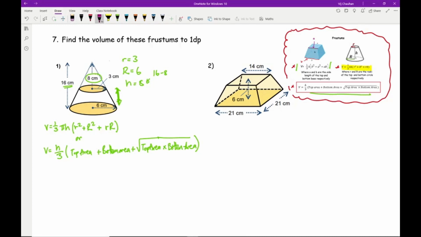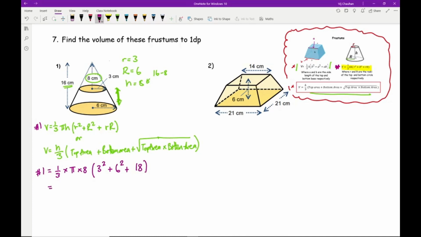First of all, I'm going to use the top formulas to work this out. I'll show you how we still get the same answer working through either. To start off, I'm going to use this formula here, #1, and substitute numbers in. I've got a third times pi times 8 times, 3 squared plus 6 squared plus, and it's going to be 18, like so.